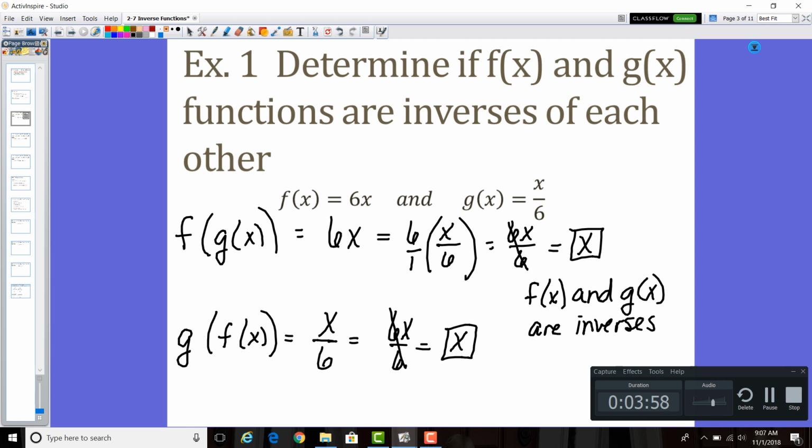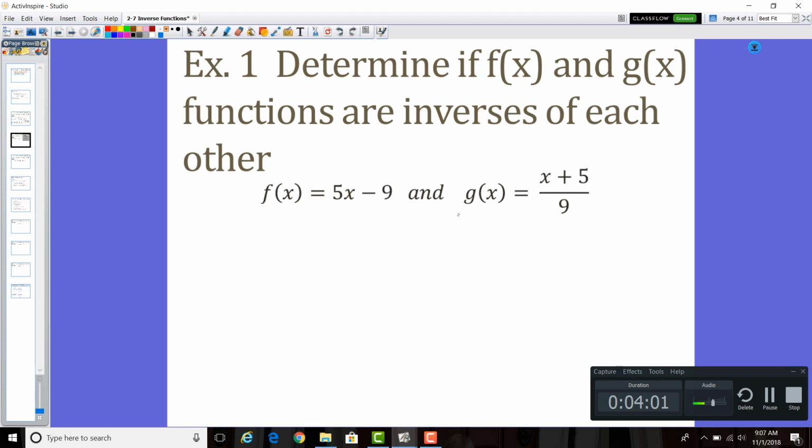Let's look at another one. Again, we're given f of x and g of x. In this example, 5x minus 9 is our expression for f of x, and g of x, x plus 5, is being divided by 9. So if we think about the word inverse, it means the opposite. So if we look at this f of x function, my x is being multiplied by 5, and then I'm subtracting 9 from it. So inverse ways, if g of x is an inverse, wouldn't I have to be dividing by 5 since over here I'm multiplying by 5? Well, here I'm dividing by 9.